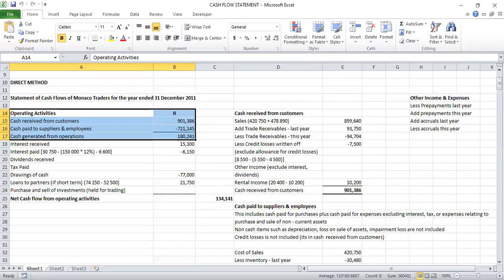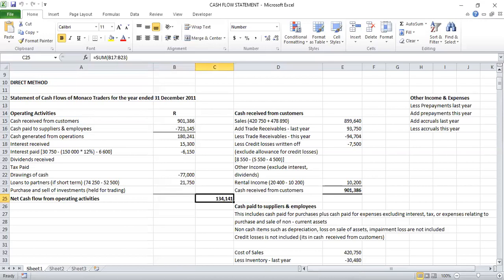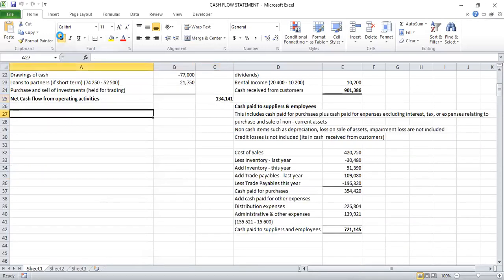Then we've got the financing activities. The financing activities look at cash paid and cash received from capital and long-term finance. So those are the three categories. In our previous class, we looked at the operating activities. We managed to find the cash flow from operating activities. Now the next thing is to find our investing activities.